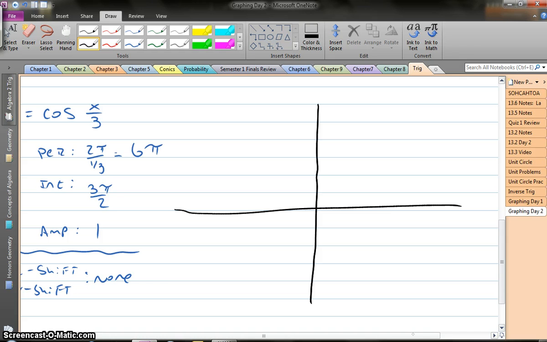All right, so my period is 6 pi. So I'm going from 0 to 6 pi. And my interval is 3 pi over 2. Now we have to think about this one a little differently, because 6 pi is really 12 pi over 2. And we have to chop this up. So 3 pi over 2. So from 3 to 12, there's 9 spots.